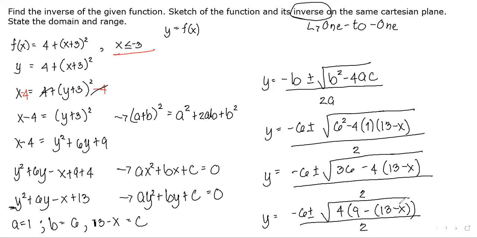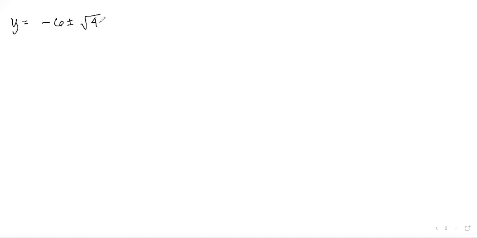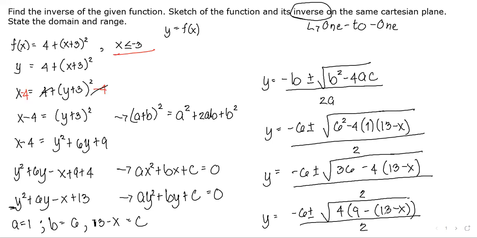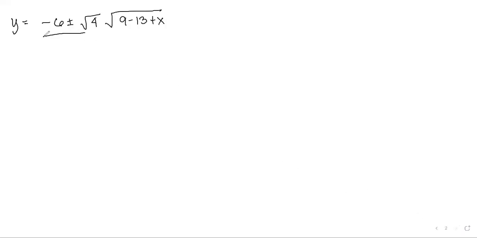Y equals, ano nga ulit yun? Negative 6 plus minus, okay, dito. Itong square root of 4 times something, parang product lang kasi ito eh, 4 times itong buong to. So, pwede natin siyang i-express as square root of 4 times square root of this, di ba? So, square root of 4 times square root of, ano yun? 9 minus 13 plus x. Tama na ba pa ganyan? Yeah. 9 minus 13, negative times negative, positive. So, ayan. Tama? Okay. Ayan. All over 2.